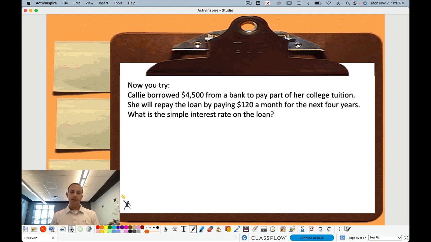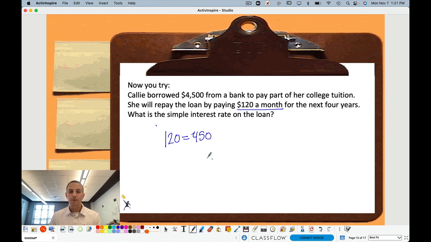Go ahead and pause the video and see what you come up with. All right, so let's see what we came up with. Callie borrowed $4,500 from the bank to pay part of her tuition. She will repay the loan by paying $120 a month for the next 4 years. What was the simple interest rate? This is a little bit trickier. I like that you were seeing this. Interest is $120 per month, right? We know that much because that's what it says right here. And we know that's her loan payment. So we know her principal was $4,500.